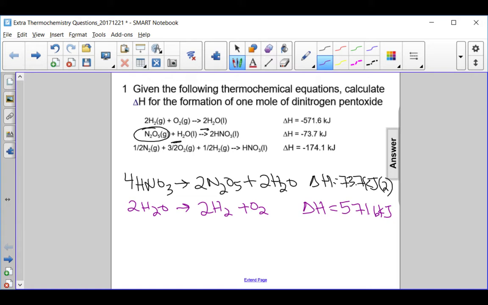Okay. Then finally that last reaction. So notice there's 1 HNO3 here and I have 4 in the first reaction that I wrote. So I'm going to multiply that bottom equation by 4. But we'll leave it as the forward reaction. And when I do that, I get 2N2 plus, let's see, 4 times 3 divided by 2 is 6. Plus 4 over 2 is 2H2. And then 4HNO3. And then the delta H, I have to multiply by 4. So negative 174.1 times 4.